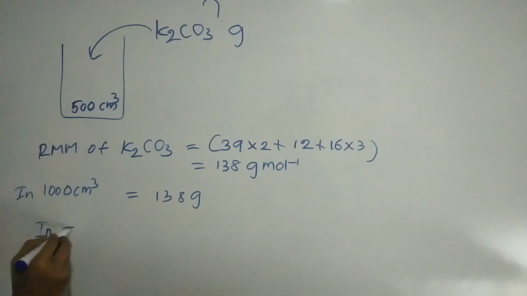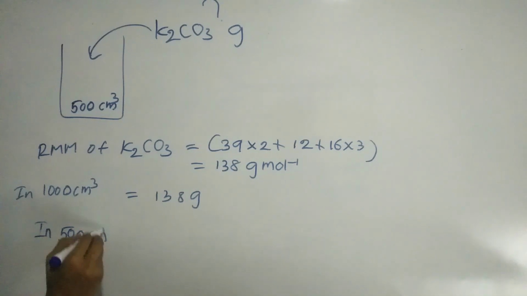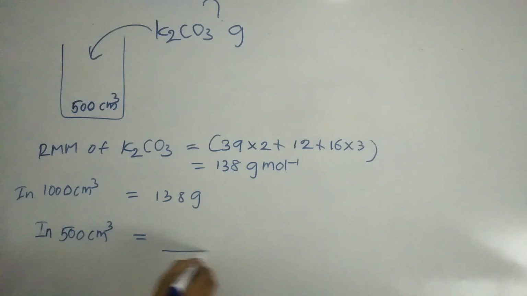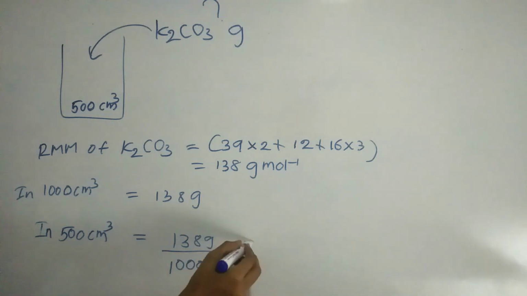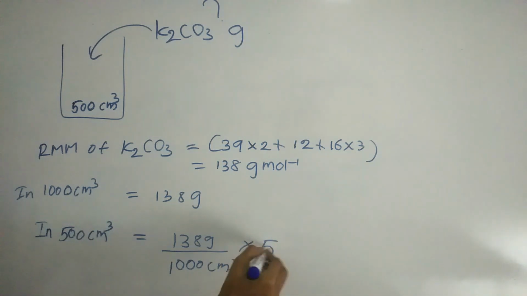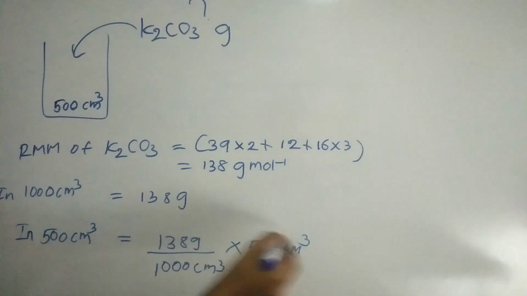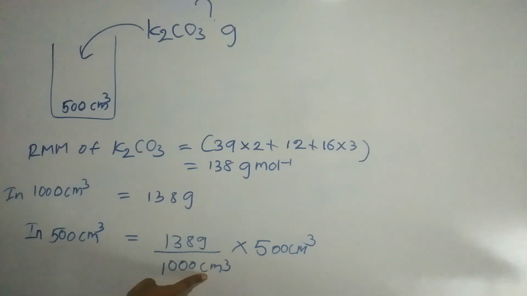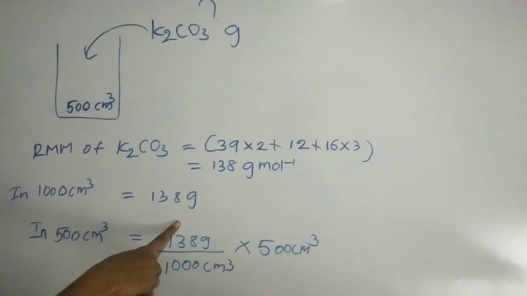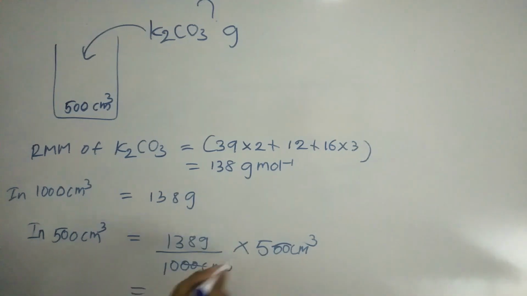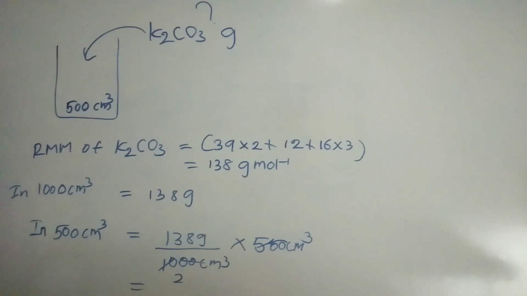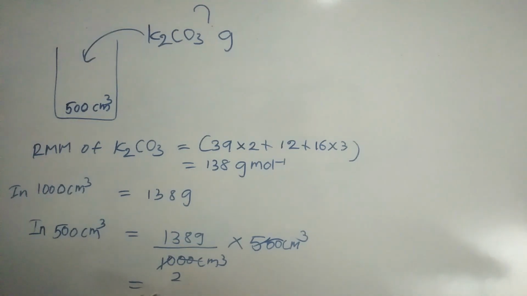Now we have to find how many grams of potassium carbonate are present in 500 cubic centimeters of solution. In 1000 cubic centimeters, if 138 grams are present, then in 500 cubic centimeters, how many grams are present? You get the answer as 69 grams.